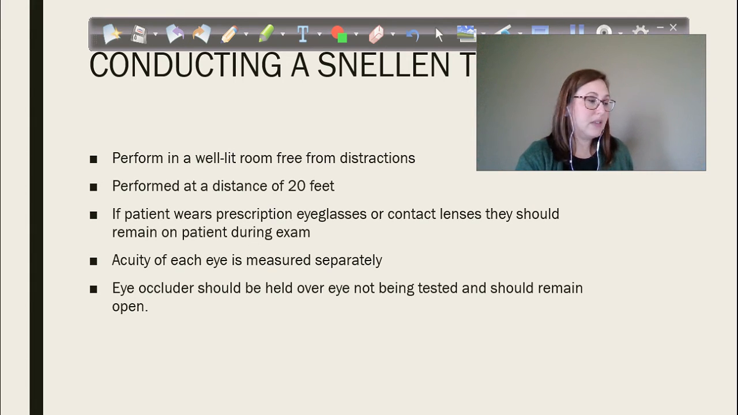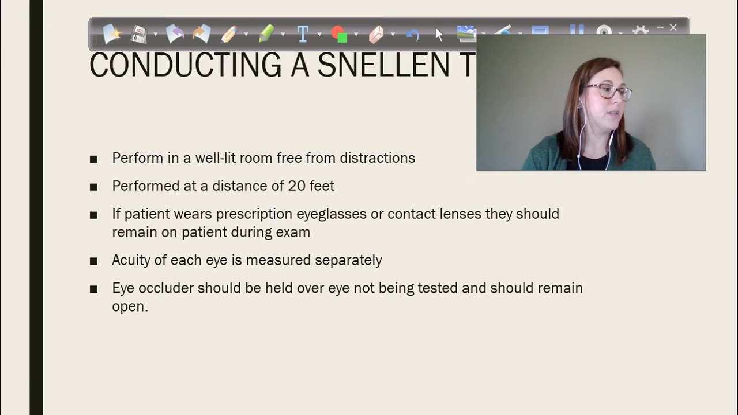If they wear reading glasses, you're going to want to have them take those off, and you're going to want to document whether the test was performed with their glasses or their contacts in. You want to make sure that they keep the opposite eye open when they're putting the occluder over the eye that's not being tested, and you want to disinfect that occluder after you're done using it.